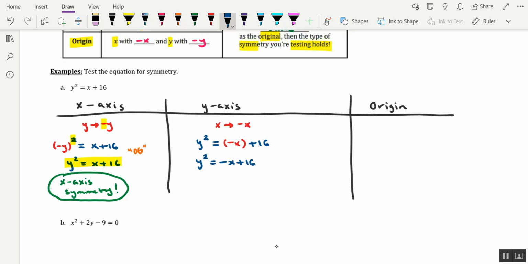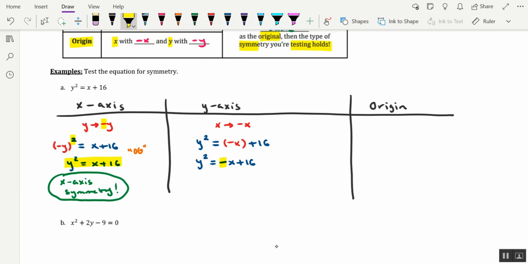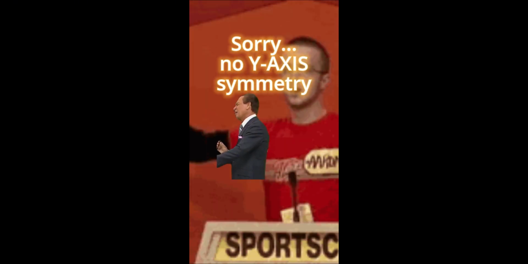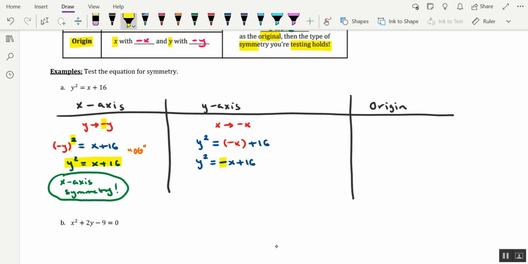Now, this does not match the original equation because we're off by a negative sign right there. Hit like when you see it. Anyway, if there's anything that's different than the original, no matter how big or how small, then it does not have this type of symmetry. So give y-axis symmetry the buzzer, or the price is wrong horn. Oh, sorry. Alright, so no y-axis symmetry.